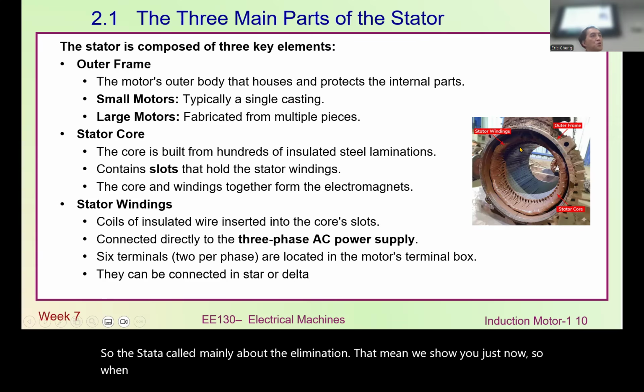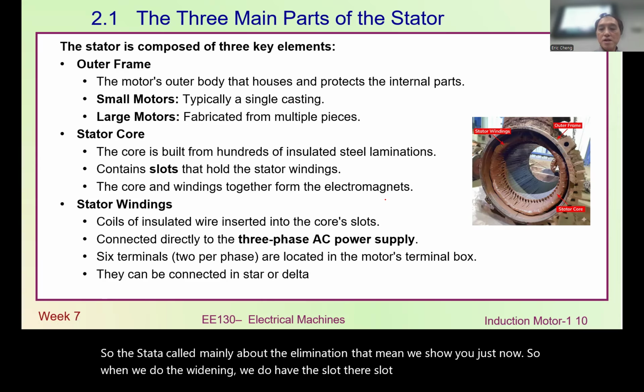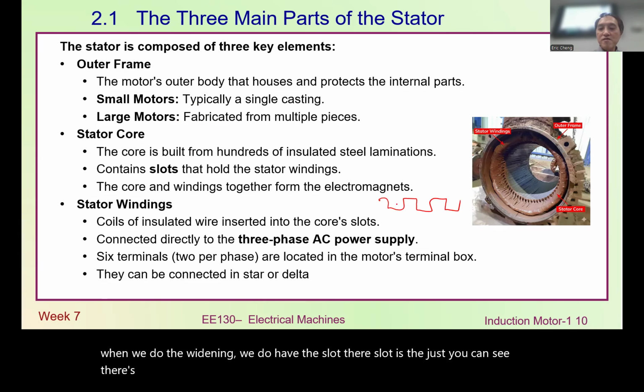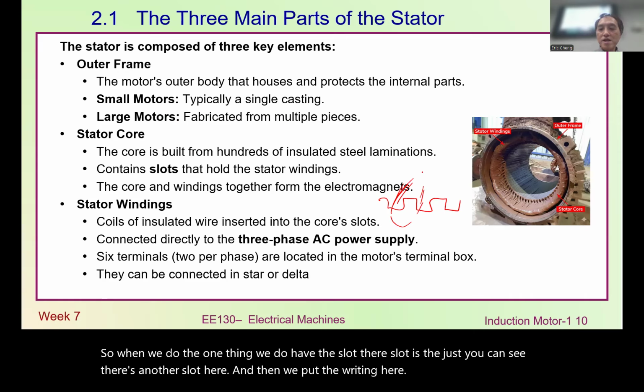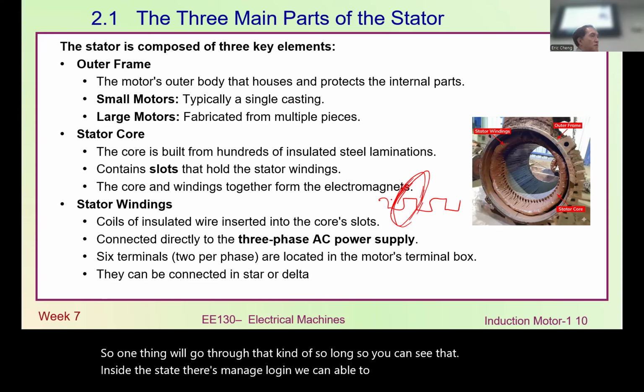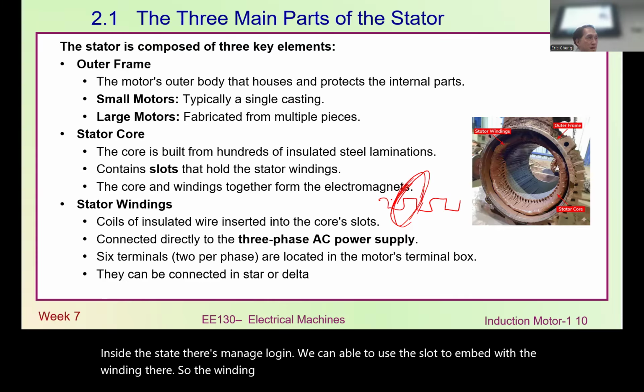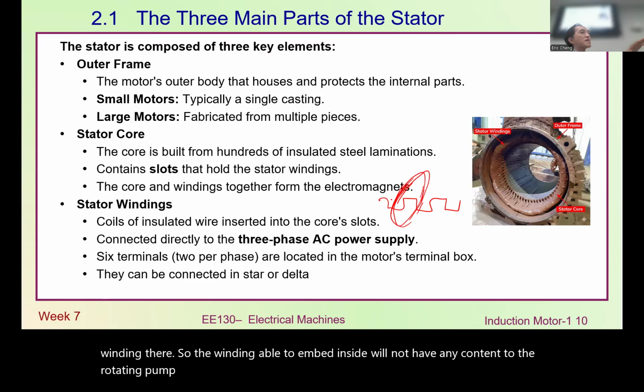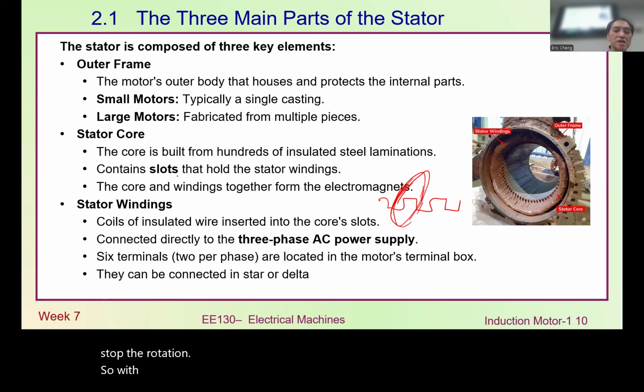When we do the winding, we do have slots there. You can see there's another slot here, and then we put the winding here. The winding will go through that kind of slot. So you can see that inside the stator, there are many slots. We are able to use the slots to embed the winding there, so the embedded winding will not have any contact with the rotating part. If you put the winding outside the core, that's impossible because it would stop the rotation. So that's why, for the term slot, you should understand that the slot is something inside the core where you can put the winding.